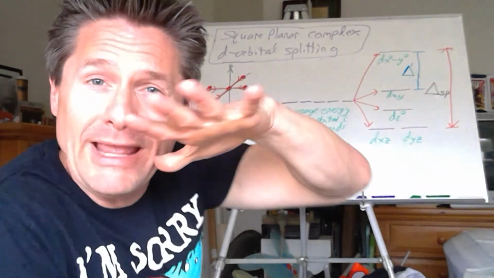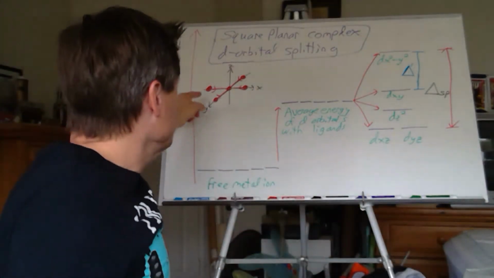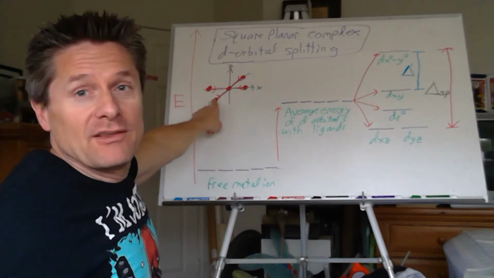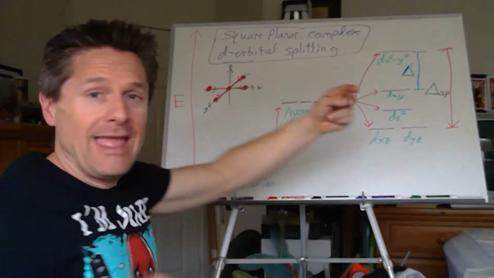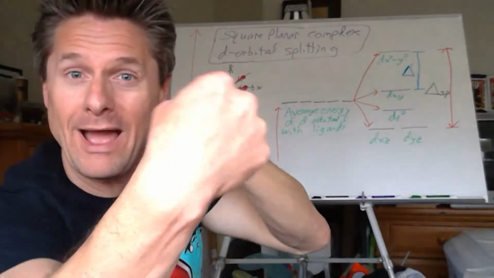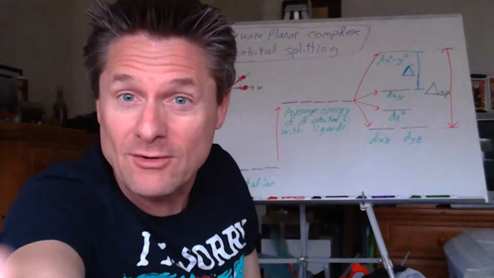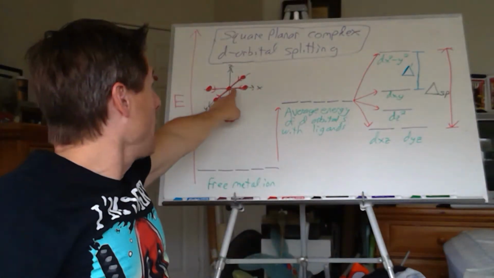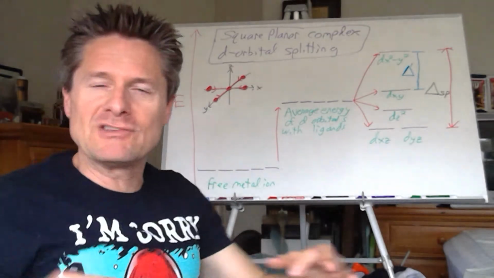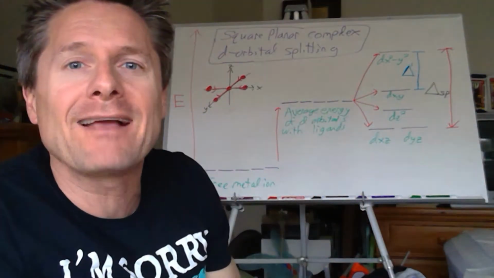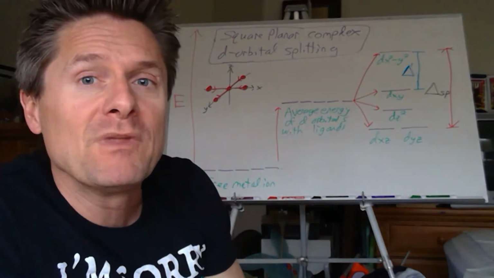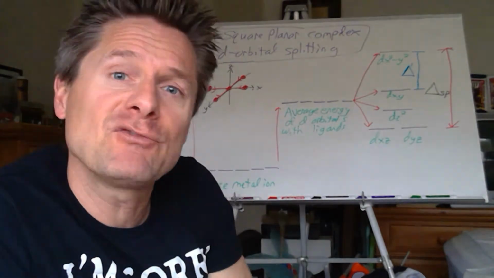And remember, square planar is flat. Right? So these ligands represented by these red dots are going to be coming along the x-axis and along the y-axis. Right? Ooh, coming right at you, or right in my face. And so the increased repulsions happen along the x and y axes and in the xy plane. Anything in the z direction, there's less repulsion.